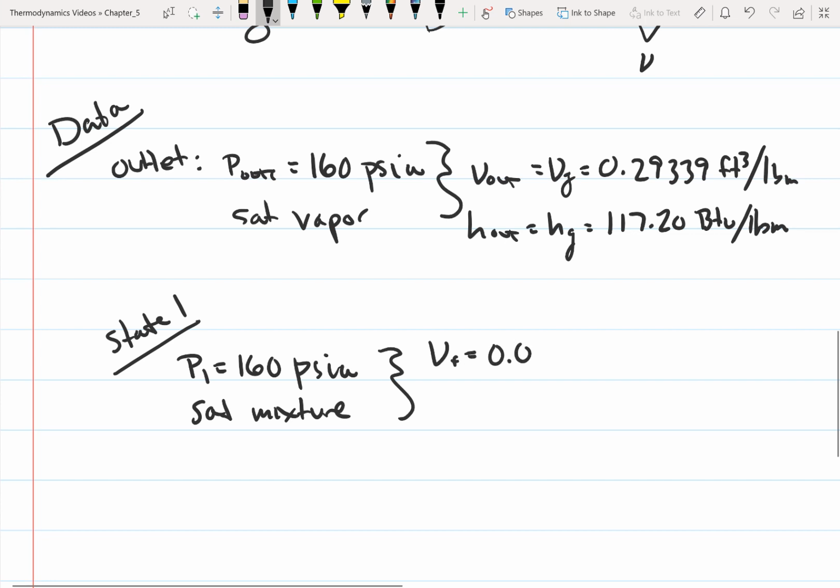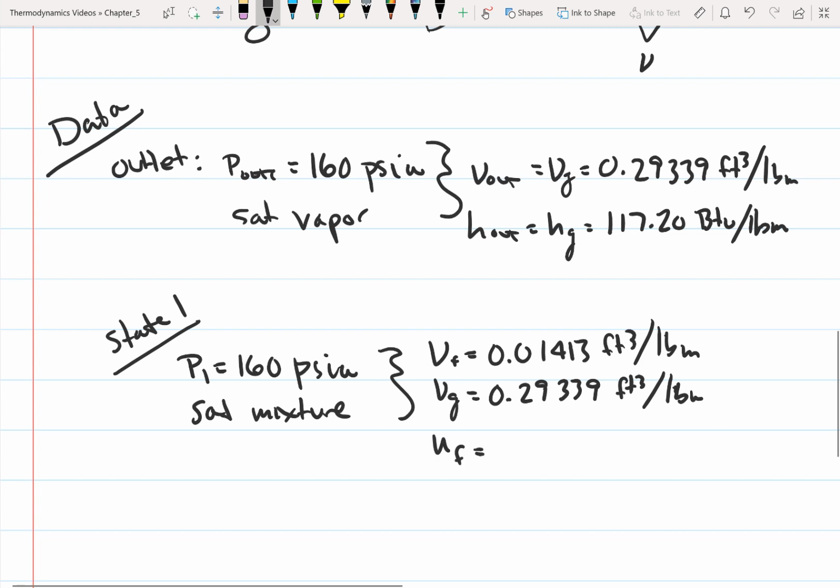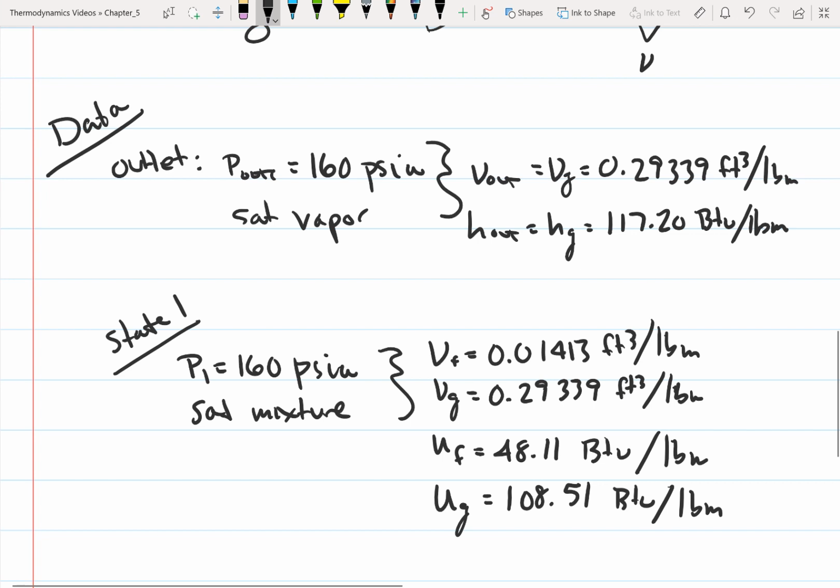The specific volume of the saturated liquid is 0.01413 feet cubed per pound mass. The specific volume of the saturated vapor is 0.29339 feet cubed per pound mass. The internal energy of the saturated liquid is 48.11 BTU per pound mass, and the internal energy of the saturated vapor is 108.51 BTU per pound mass.